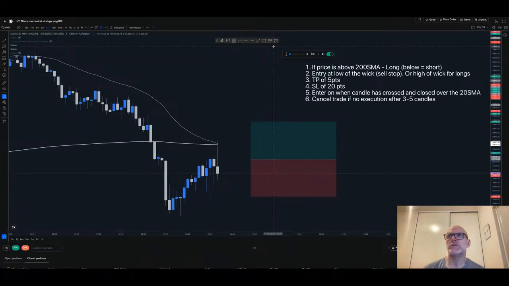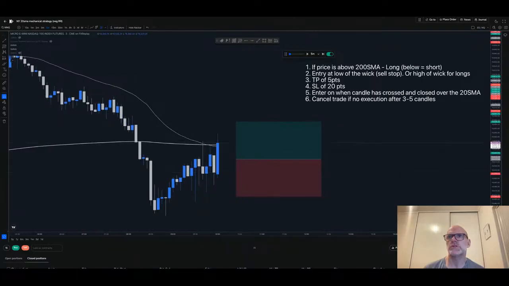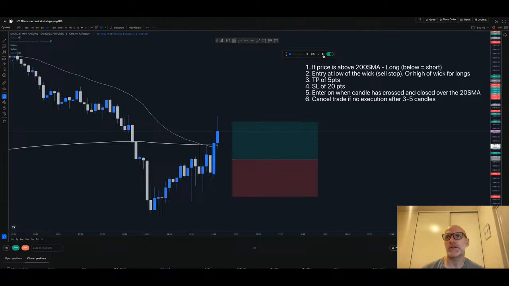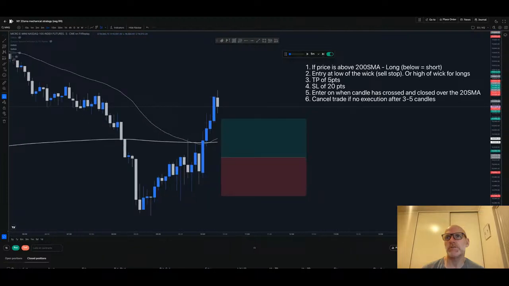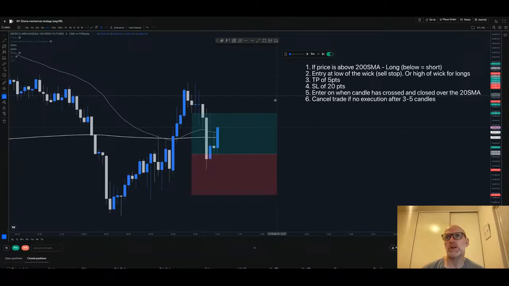Okay, we are on the verge of the 20 crossing the 200. Now, is that a long or short? That actually must be a short because it's below the 200. So let's see what we get, see if it actually breaks back above. Yeah, so let's wait and see. Now we're above, so let's look for a long. There we are.